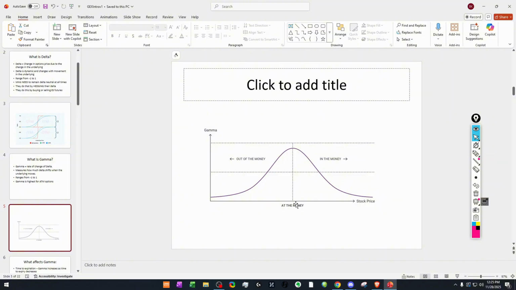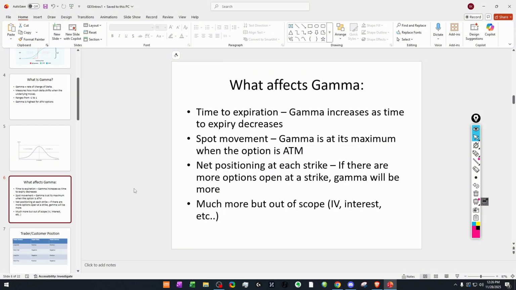So if we have either a call or put, and we are at the strike price or right at the money, our gamma value is going to be the highest. And as we go in or out of the money, our gamma is going to be decreasing. So there's different things that affect the gamma. The main three that I look at are time to expiration, spot movement, and net positioning at each strike.